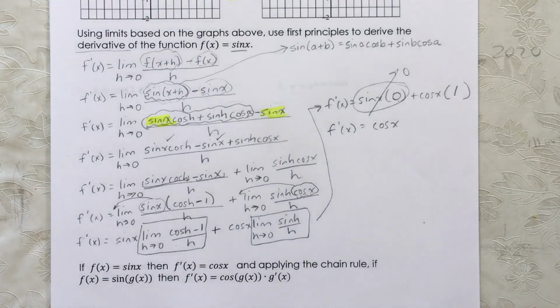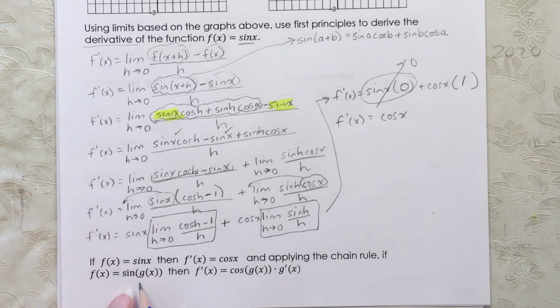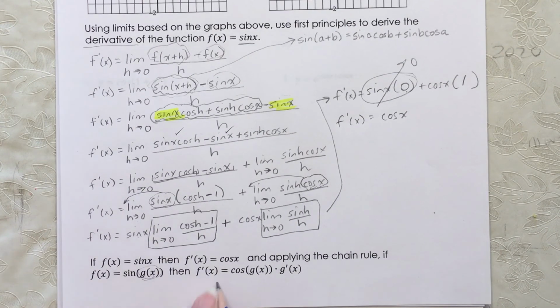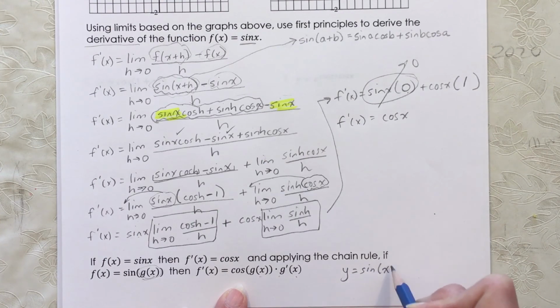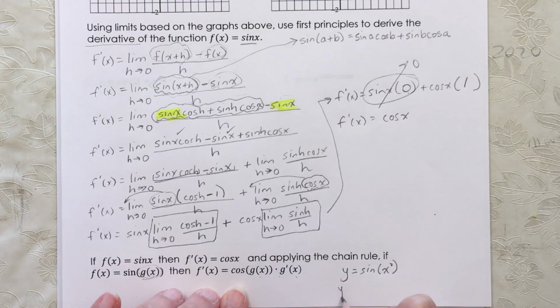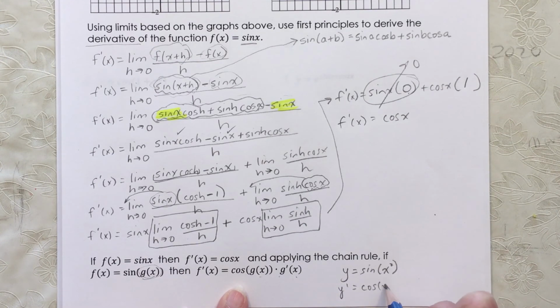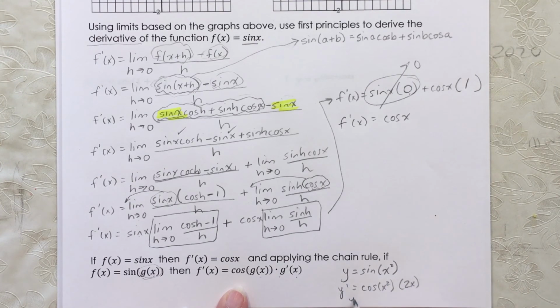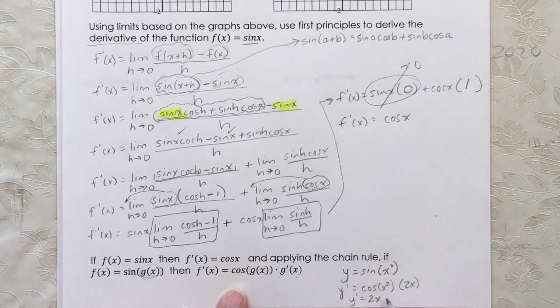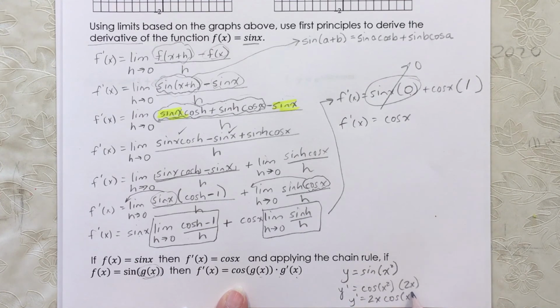And if you apply the chain rule to that, if f at x is the sine of a function of x, then f prime at x is the cos of that function times the derivative of that function. So for instance, if you had y equals the sine of x squared, y prime, using the chain rule, would be the cos of x squared times 2x, which you would write as 2x times the cos of x squared.